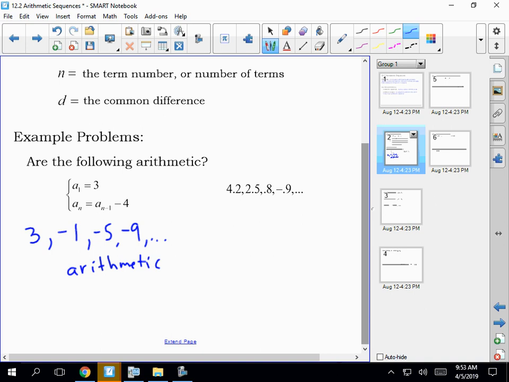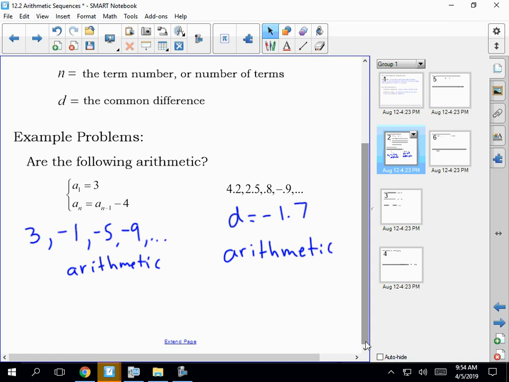If a sequence is arithmetic, you should be able to identify a common difference. Do you see a common difference here? What is it? 1.7, -1.7. Yeah. And it is negative. It's going down, subtracting each time. So this is arithmetic based on the fact that it has a common difference. Both of those are arithmetic.